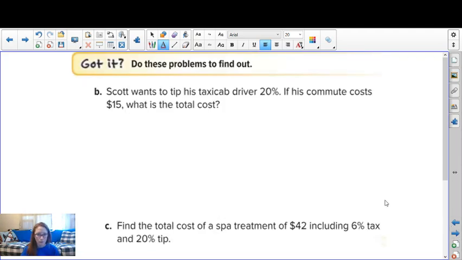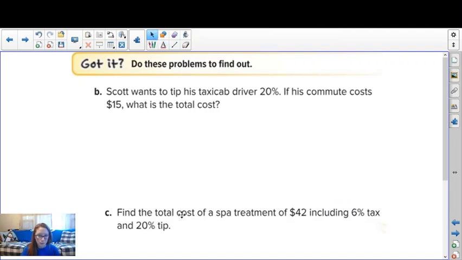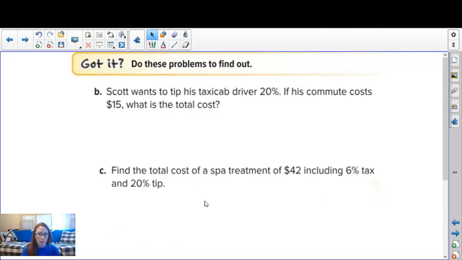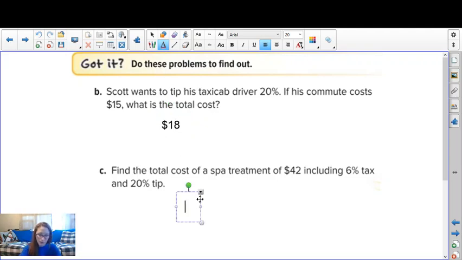All right, I want you to try these two. I'm going to move this up slightly so you can read them. So pause the video, work on B and C. Give me your answers. B, I get $18. And C, I get $52.92.